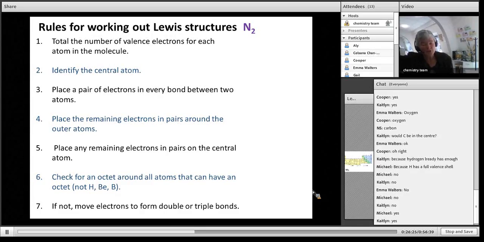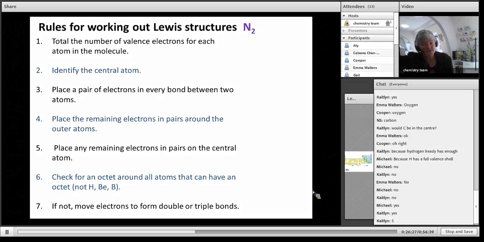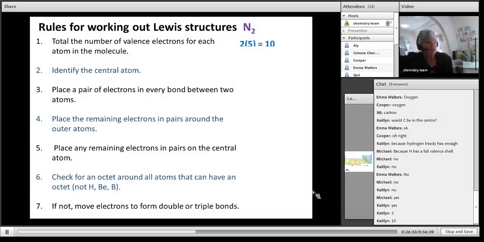Nitrogen is in group 15, so how many valence electrons? 5. Because I've got 2 of them, how many have I got in total? 10. Correct. Dead easy. What's the central atom? Nitrogen. Okay. In fact, there's no real central atom, or you can pick which nitrogen and say the other one's around it. Okay. So we're on step 3 now.